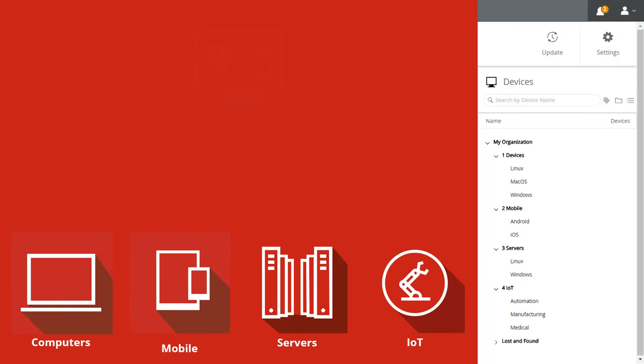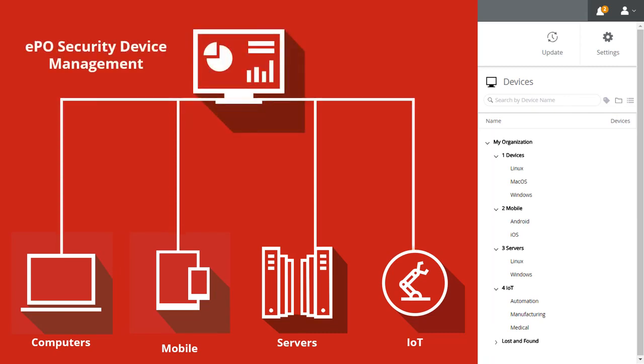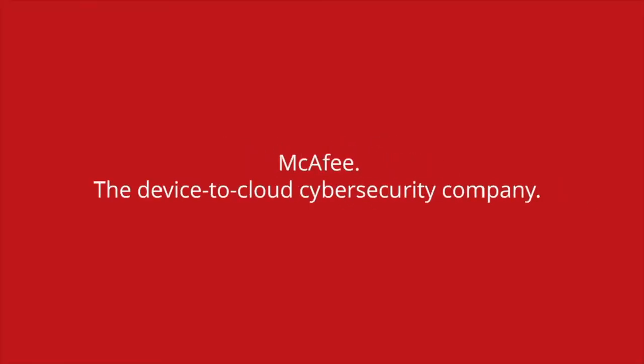In addition to typical laptops and desktops, McAfee's protection also extends to mobile devices, servers, and IoT devices. This allows for security of all devices within an organization to be centrally managed with a single management console, EPO. Flexible proven security management with stronger and broader device coverage from McAfee, the device-to-cloud cybersecurity company.